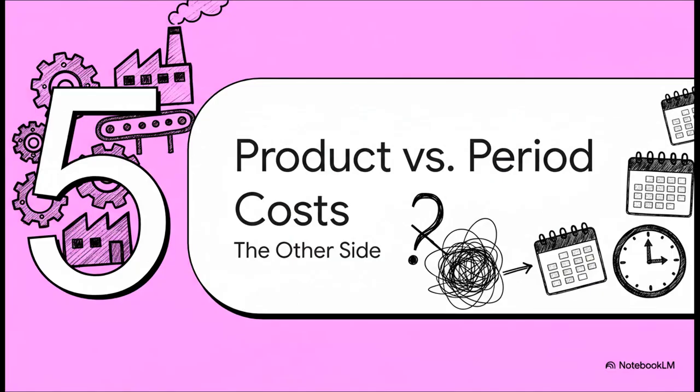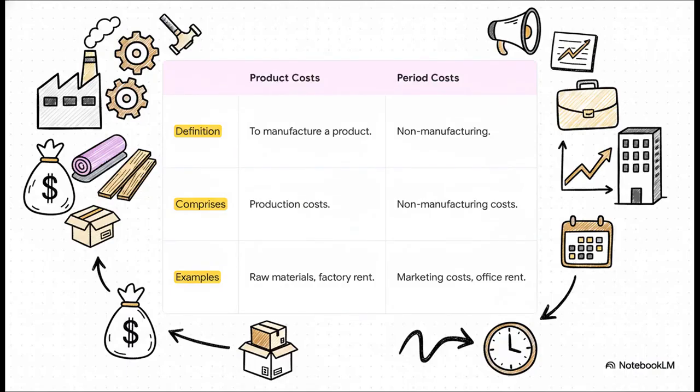Now this next part is super important. We have to draw a clear line between product costs and another big category of expenses called period costs. Mixing these two up is a classic mistake. This chart lays out the difference perfectly. The easiest way to think about it is this. Product costs happen in the factory. Period costs happen in the office. So things like marketing campaigns, paying your sales team, or the rent for your corporate headquarters, those are all period costs. They're tied to a period of time, like a month, not to making a specific thing.